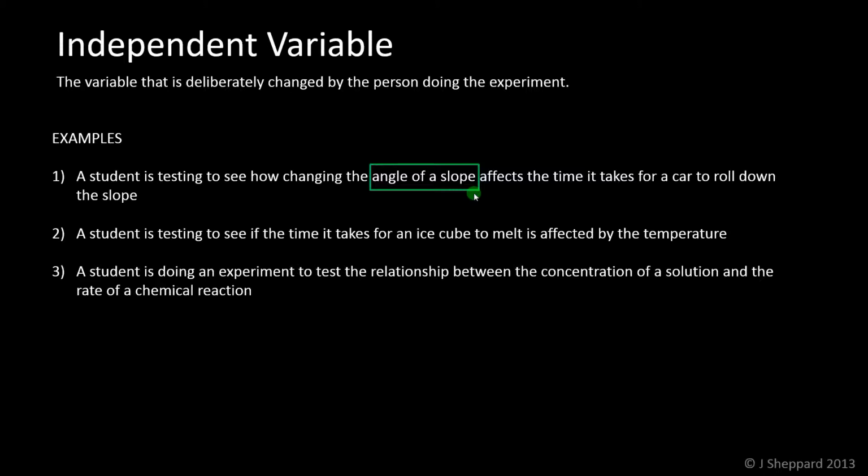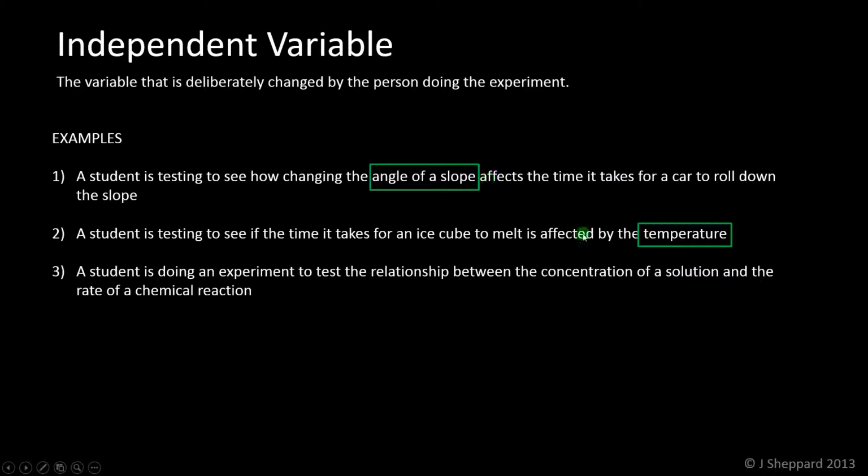Number two, phrased slightly differently, a student is testing to see if the time it takes for an ice cube to melt is affected by the temperature. Well, again, the only thing they can actually change deliberately is the temperature. They can't deliberately make the ice cube melt in exactly 30 seconds because that depends on the temperature. So the independent variable here is the temperature.